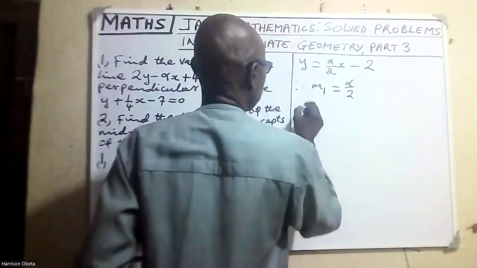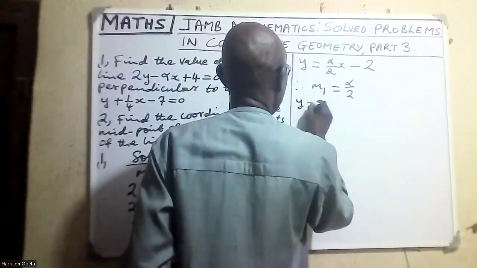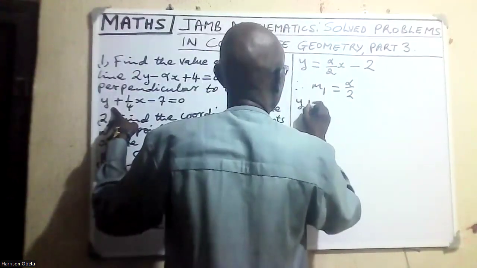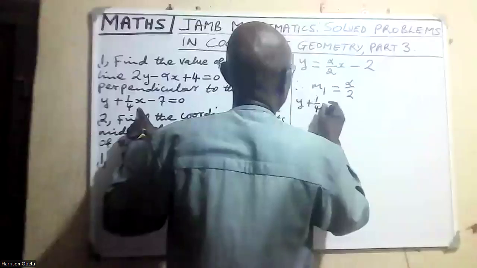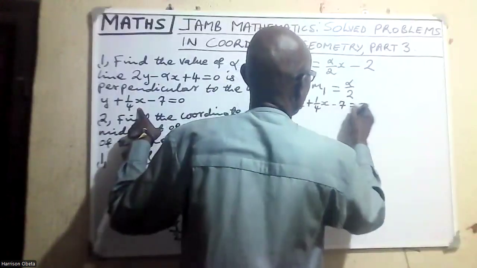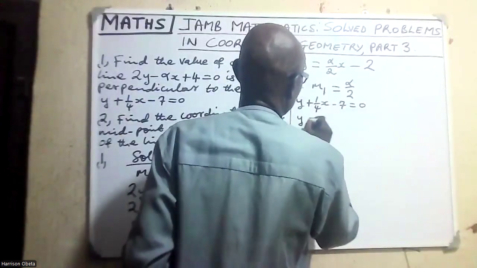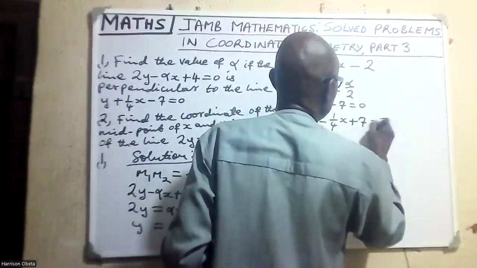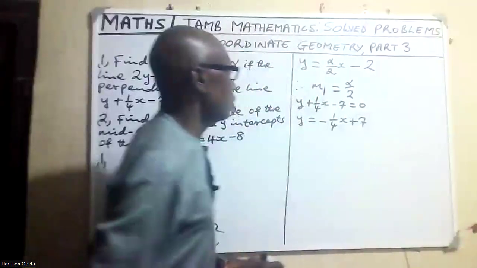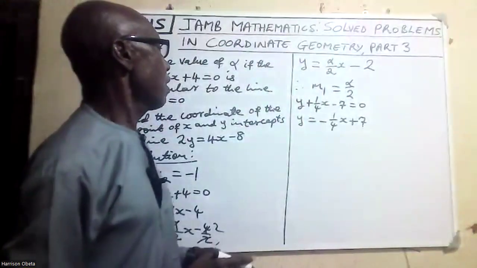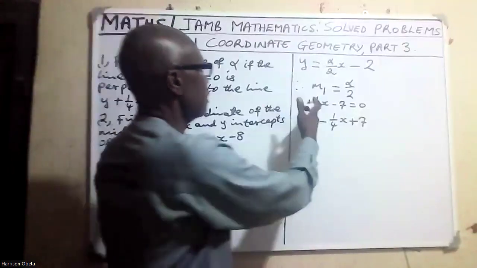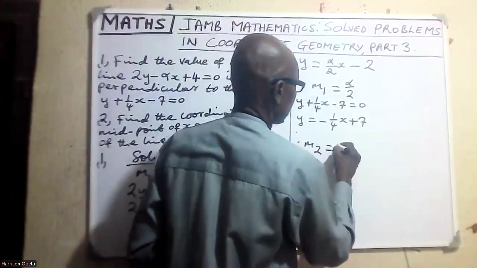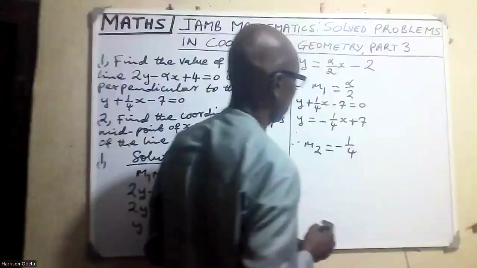Then the second one, we have y plus 1 over 4 x minus 7 equal to 0. And that means y is equal to minus 1 over 4x plus 7. That's taking this to this side. Therefore, m2 is equal to minus 1 over 4.